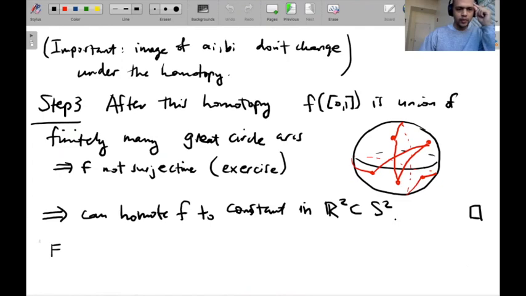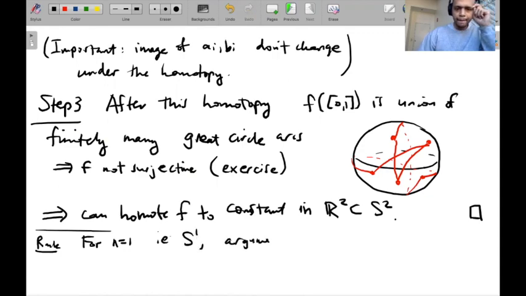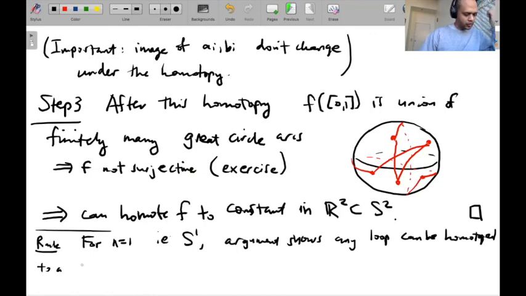And let's think about why. So remark for n is 1, which is to say pi_1 of the circle, i.e. S^1, the argument shows any loop can be homotoped to a union of linear arcs. So you can make this map piecewise linear.